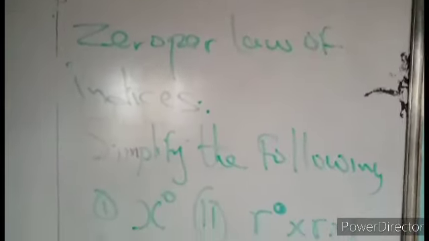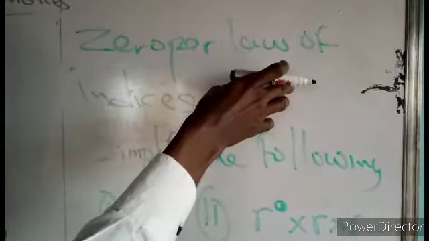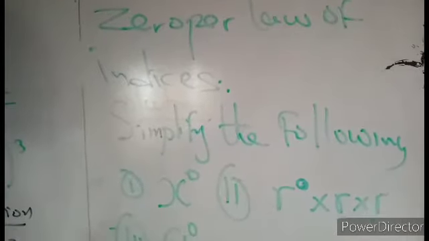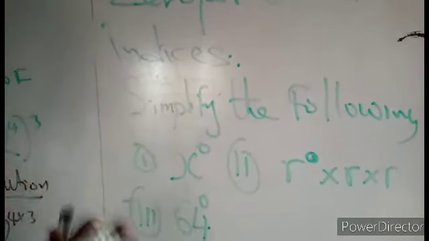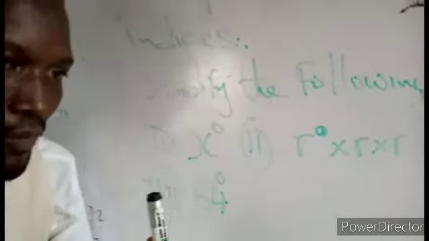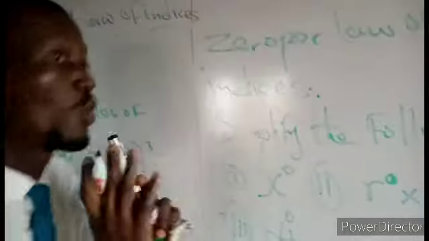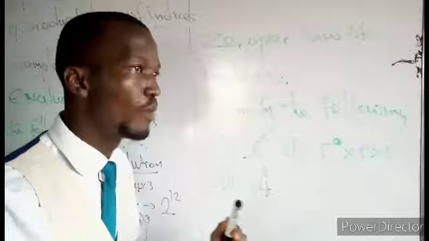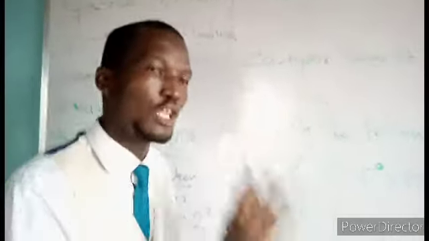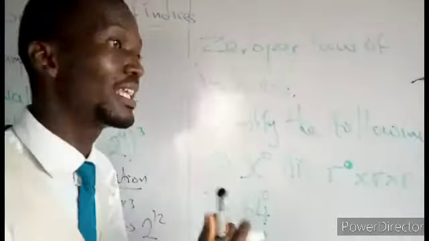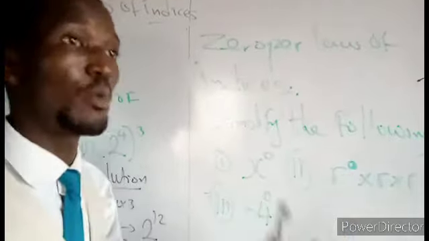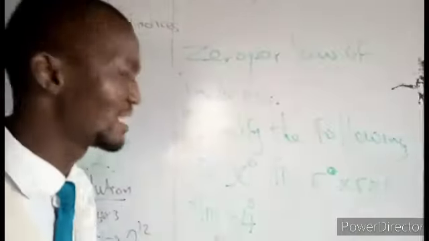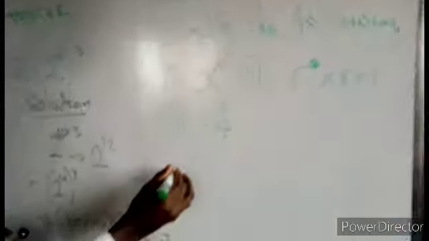The law says that this is called the zero power law of indices, law 4. It says that anything raised to the power 0, the answer is going to be what? 1. For instance, I have a textbook raised to the power of 0. The answer is what? 1. Now, a human raised to the power of 0, that's from the law of mathematics, anything raised to the power of 0, the answer is 1. Let's say we have Mr. Michael raised to the power 0. The answer is going to be what? 1. Anything.